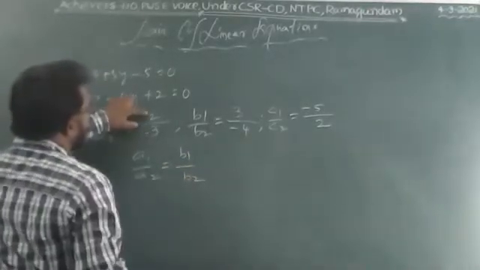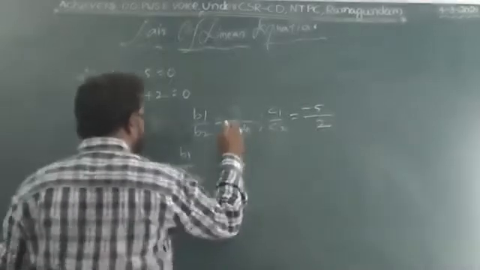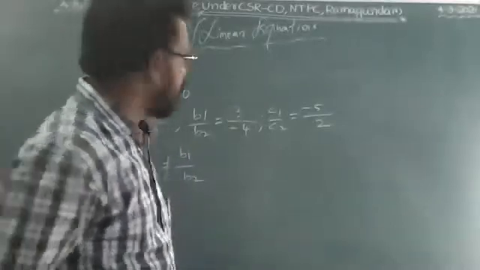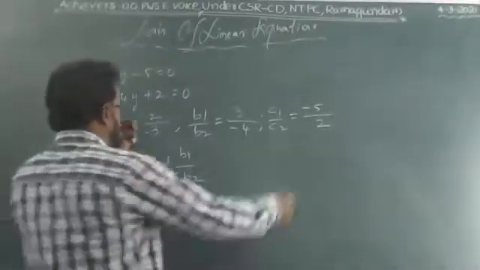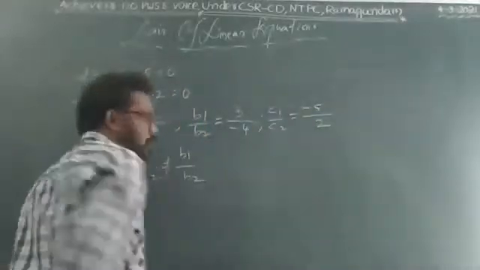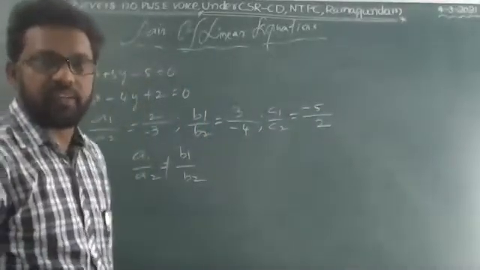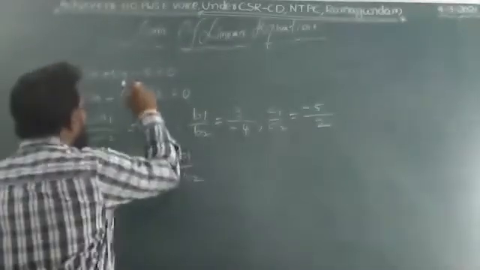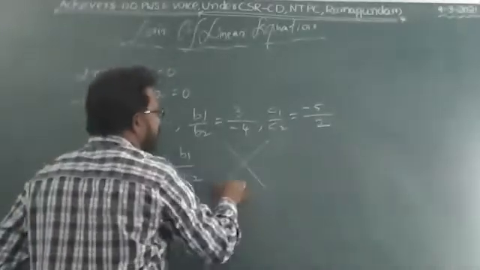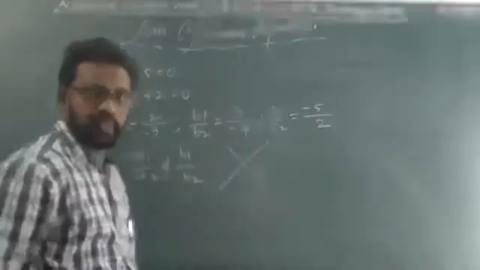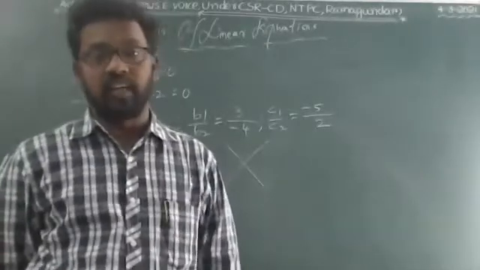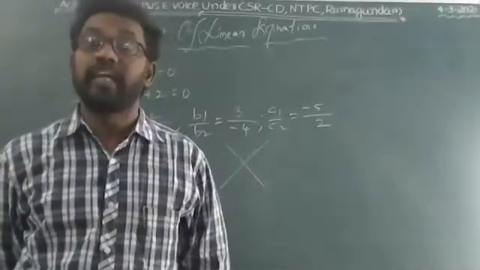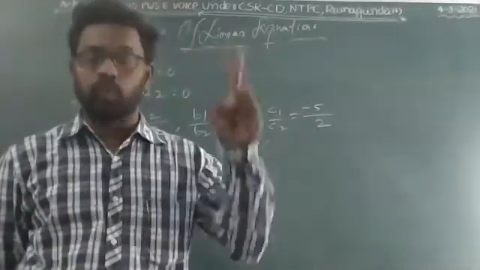See now, a1 by a2 and b1 by b2. a1 by a2 is 2 by minus 3. What is b1 by b2? 3 by minus 4. Is it equal? No, a1 by a2 is not equal to b1 by b2. We don't need to check c1 by c2, it doesn't matter. That's enough. If it is not equal, this pair of linear equations will look like this in the graphical system: intersecting lines. The two lines intersect at one place.